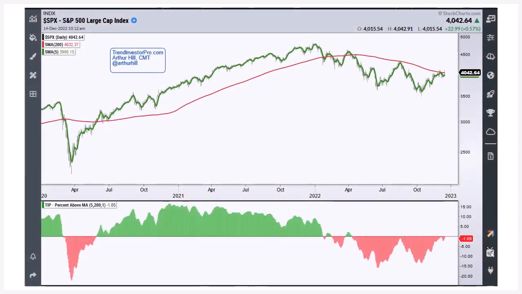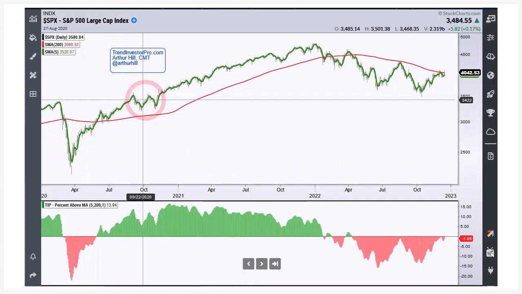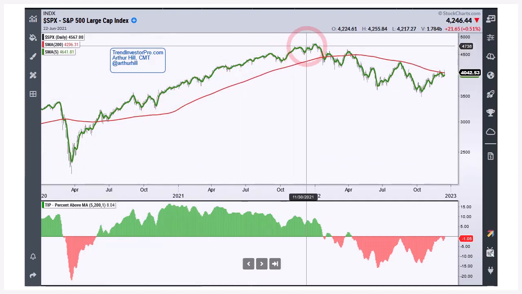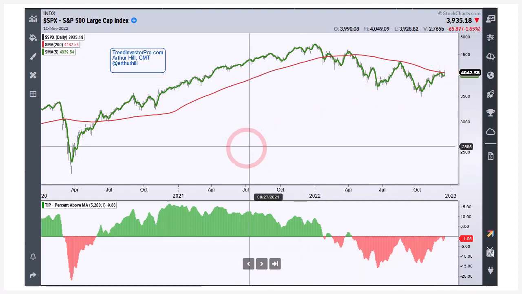So another way to reduce whipsaws would be to change the close into a 5-day moving average. And the thick green line on the price chart is the 5-day moving average. And that will cut down on a lot of whipsaws because you'll get fewer crosses of the 200-day than, say, using a close above and below the 200-day.